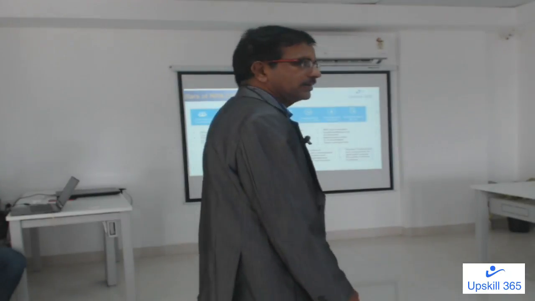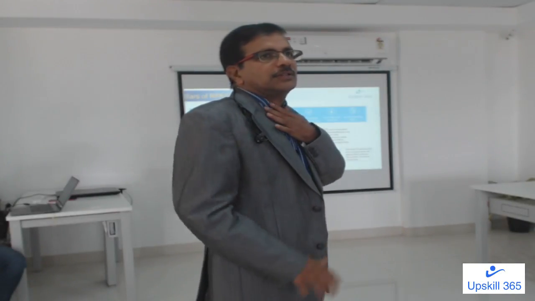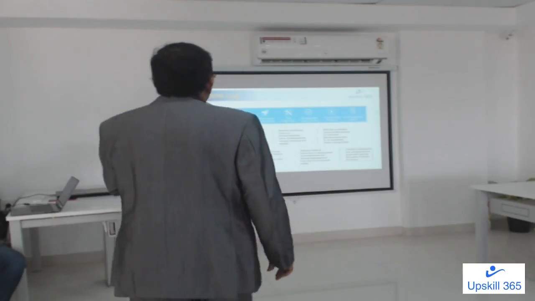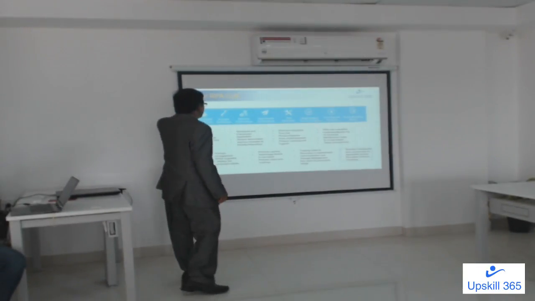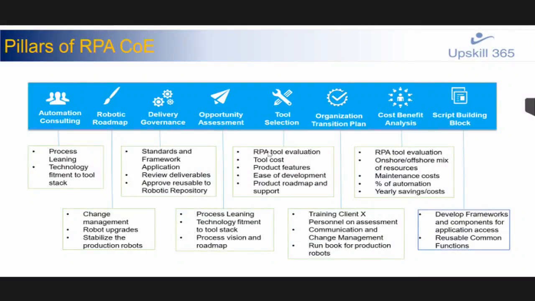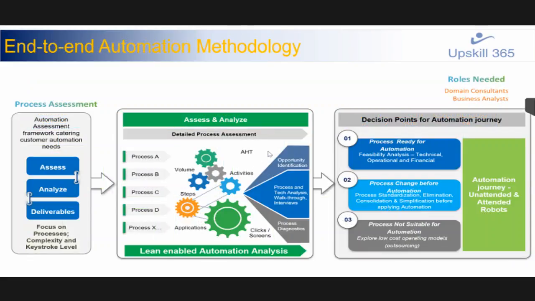So this is what I talked about. When an industry thinks of RPA implementation, these are the pillars. Automation consulting, so roadmap: what are the, let us say, 5,000 use cases, how to go ahead with those use cases, delivery governance and opportunity assessment. Everything will be done by the consultants, and tool selection is also done by the consultants. And the organization transition plan, how do we transition these things, and cost benefit analysis, script building. All the steps need to be carried out. And if you move on, at a high level, we'll say it's a process assessment.